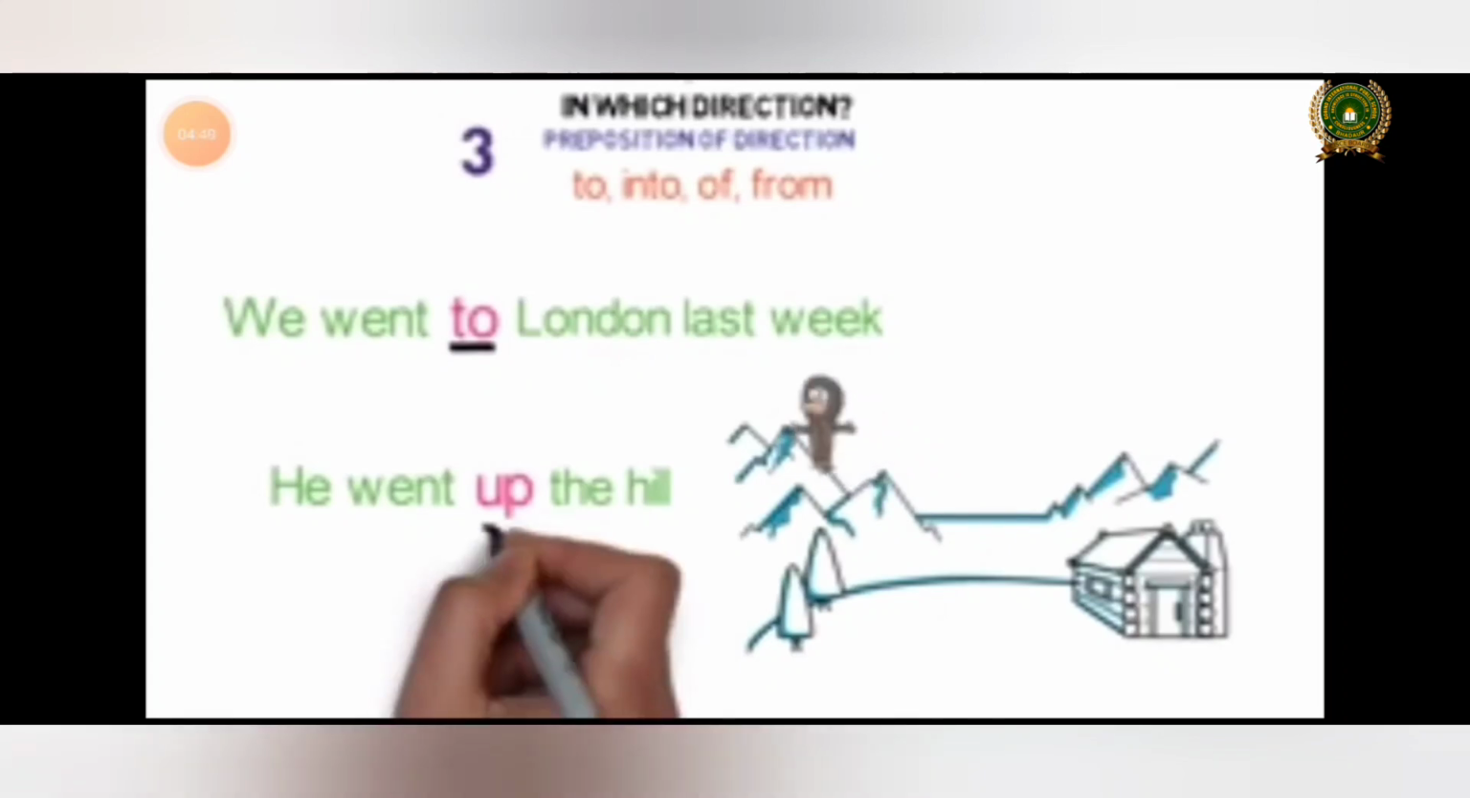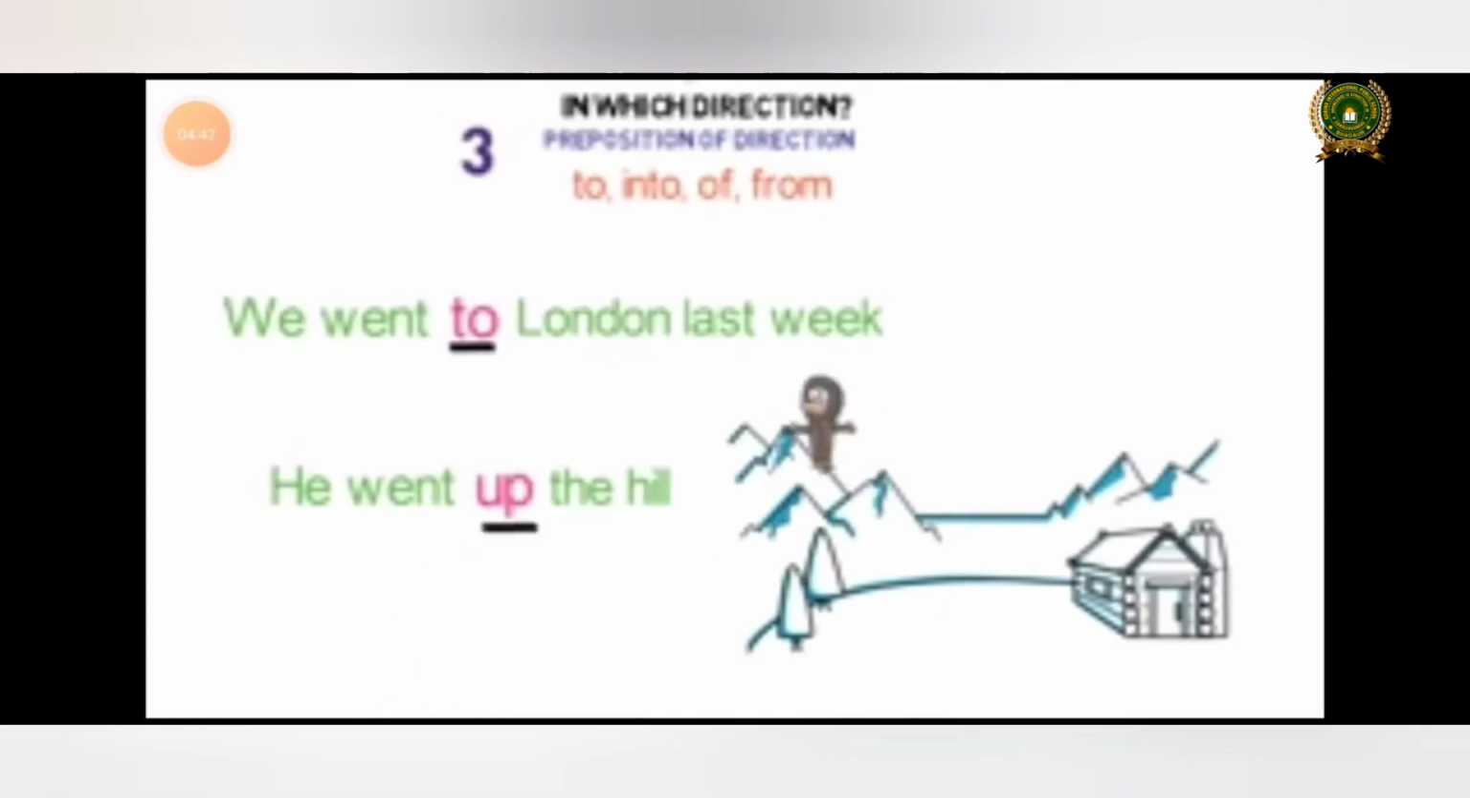Up the hill. It shows direction. Okay, so this is called preposition of direction or preposition of movement, where the thing is put on or where the thing is moving to. So this is called the preposition of direction.